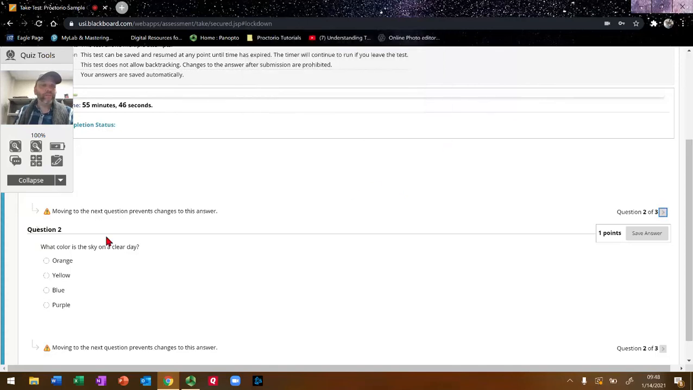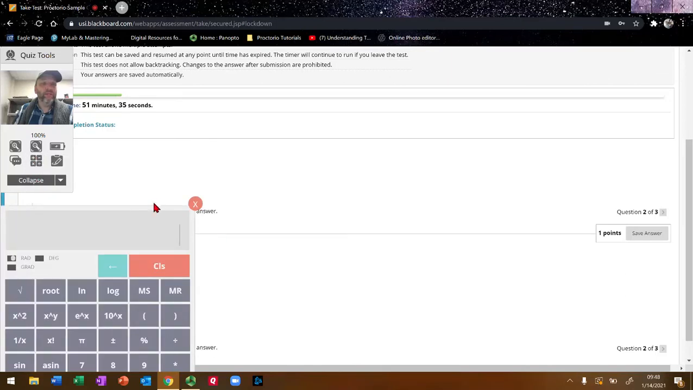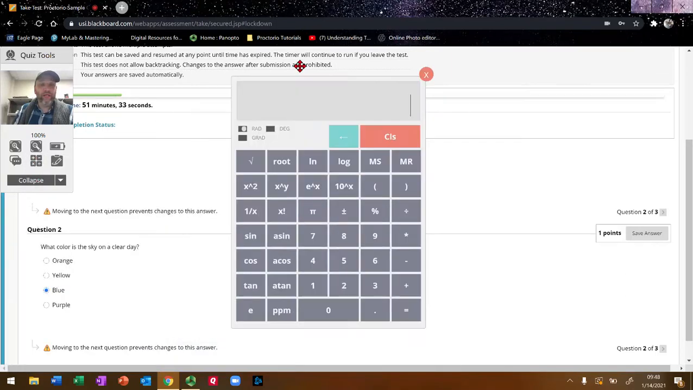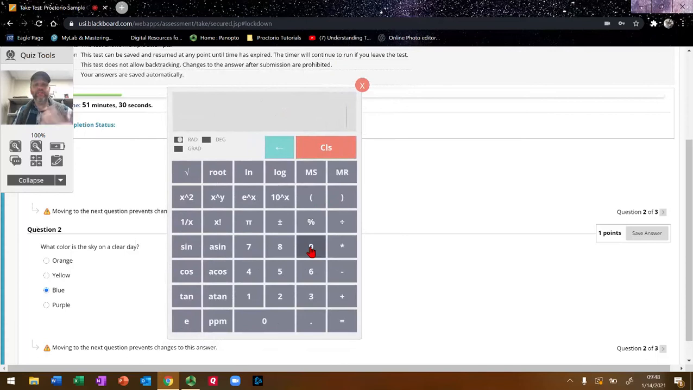Okay, so what color is the sky on a clear day? Let's go with blue. All right, so that's going to address the no skipping issue. Let's go to the calculator. So the calculator here, this is the calculator function. We click on that, and you can move it around if you want to. Now, this is the scientific calculator.